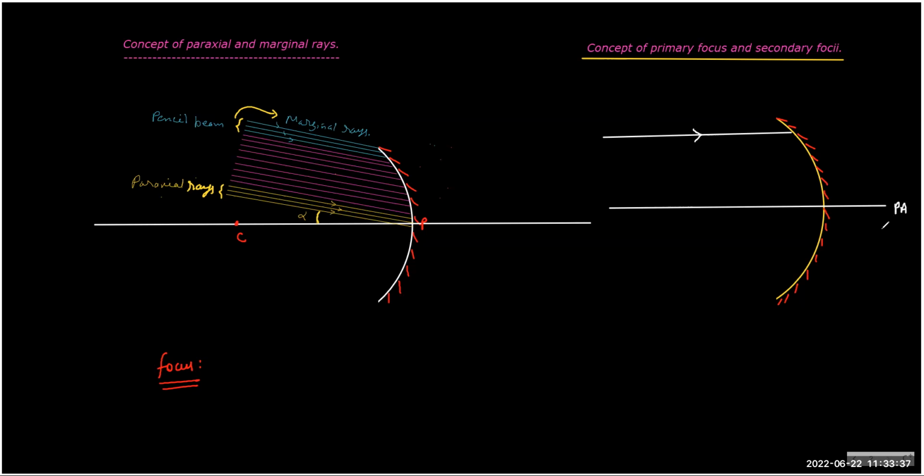Now, don't think about the spherical mirror. Just think about the basic law of reflection. To write the law of reflection, we need to draw the normal at the point of incidence, correct? In a spherical object, how do you draw the normal?